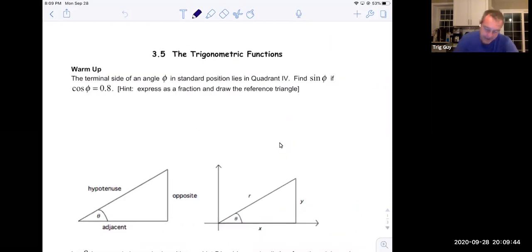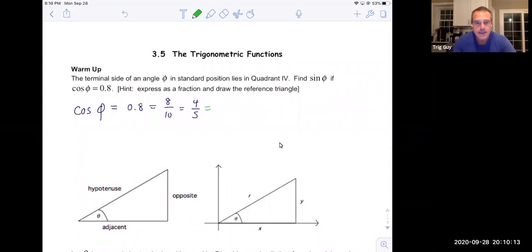But they give us cosine of phi as 0.8. Let's write that down. Cosine phi equals 0.8. It'd be smart if you express that as a fraction. So 0.8 is 8 over 10, which of course we know is 4 over 5. And then you got to think back to the last lesson where we looked at cosine as x over r, right? On the unit circle or any circle, it's the x coordinate over the radius.